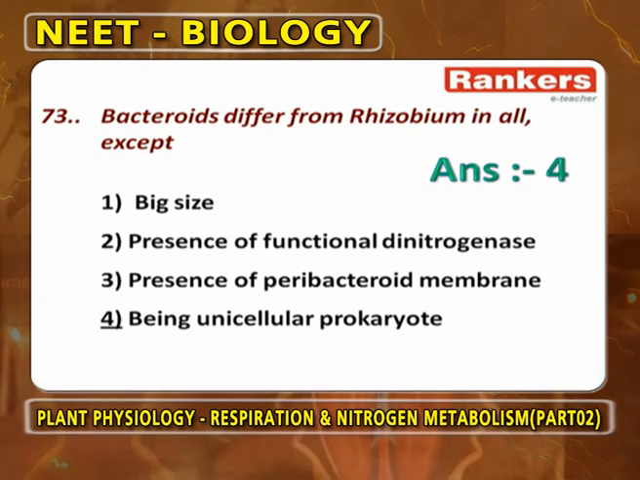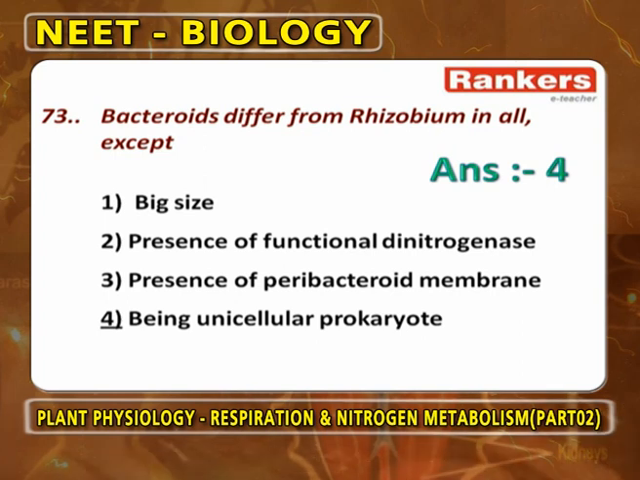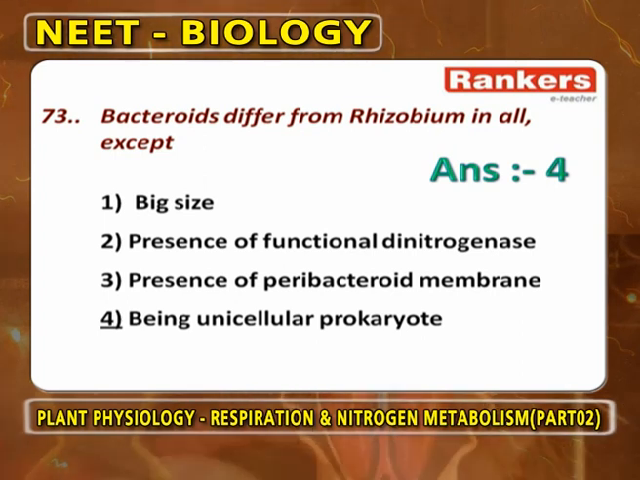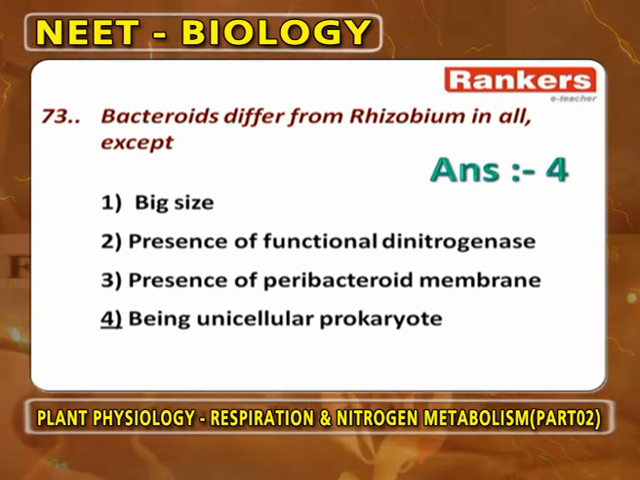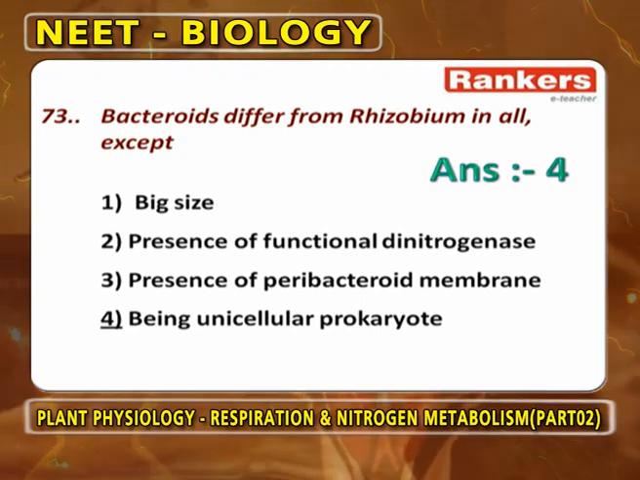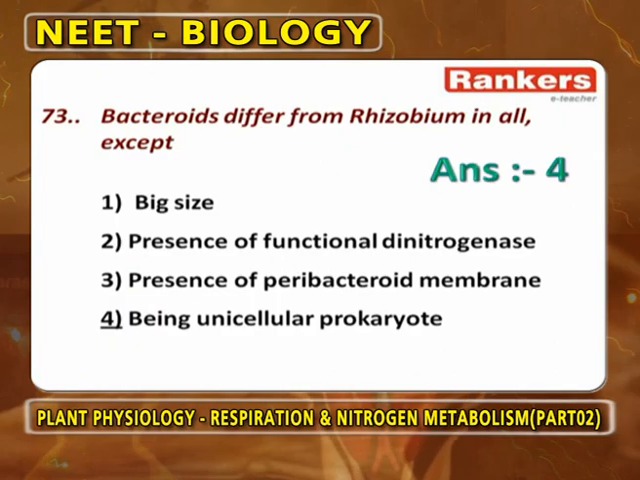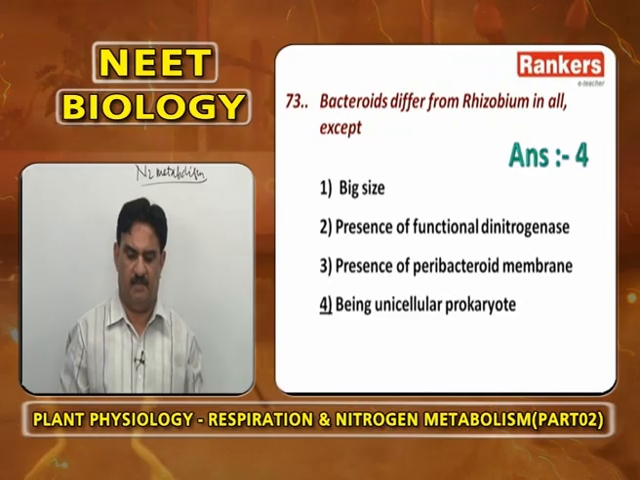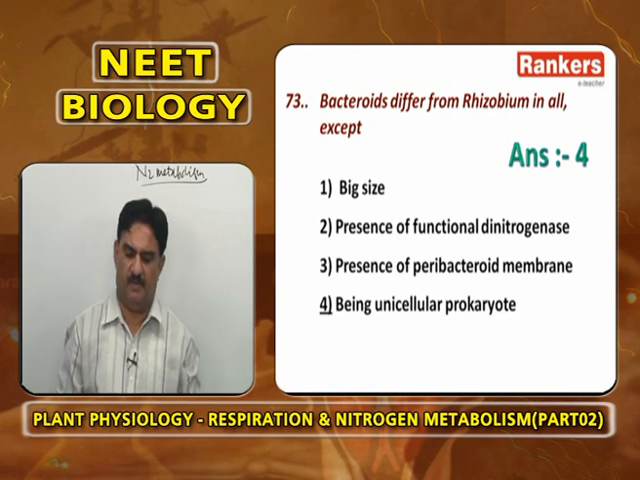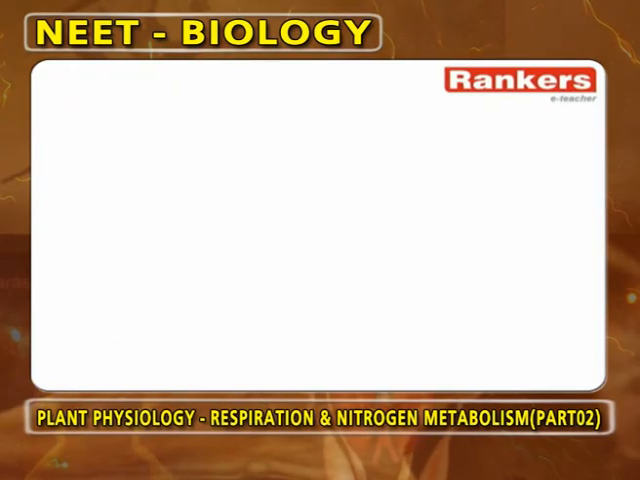Bacteroids differ from rhizobium in all except big size, presence of functional dinitrogenase, presence of peribacteroid membrane, being unicellular prokaryote. Bacteroids and rhizobium differ in size, in the presence of functional nitrogenase (dinitrogenase), and in the presence of peribacteroid membrane. These 3 are found in bacteroids, not in rhizobium bacteria. But being unicellular prokaryotes is common for both. So, the answer is the fourth option.